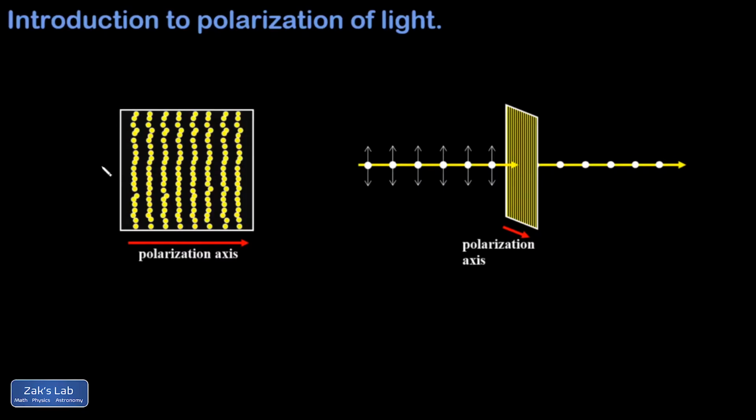Light waves moving perpendicular to these molecule chains will pass through with no problem because they can't excite the electrons up and down the molecules. On the other side of the polarizing filter then, one orientation of the electric field is missing and we end up with a polarized ray.